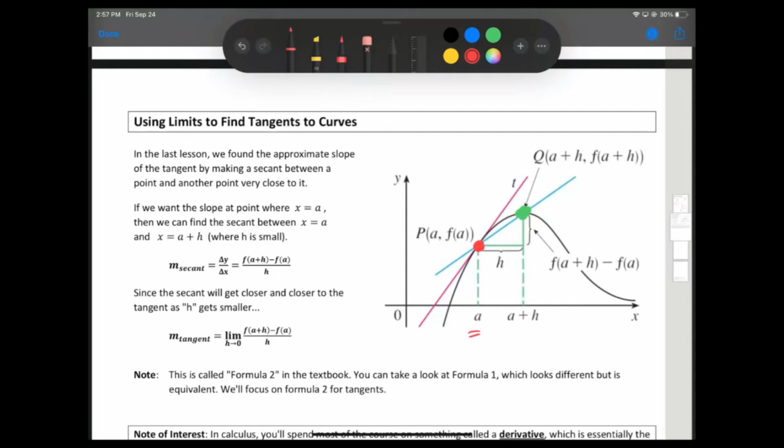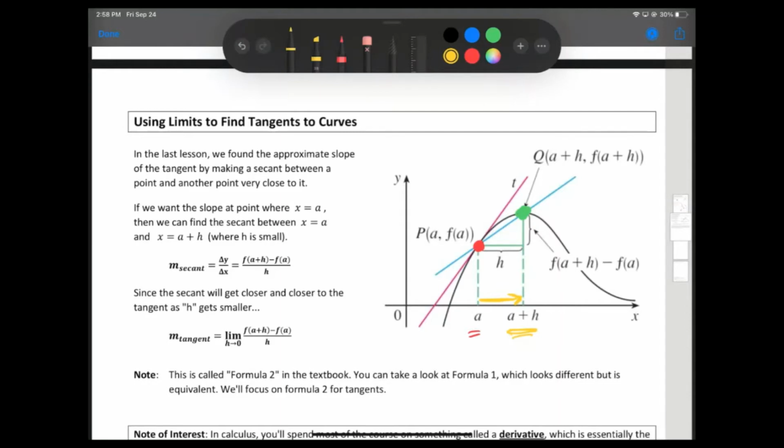And then I'm going to go over just a little bit. I'm going to call that h. So I'm going to go over h units, and then I'm going to find another point, which we're going to call Q. Its coordinates will be a plus h, because that's its x value, and f at a plus h will be its y value.